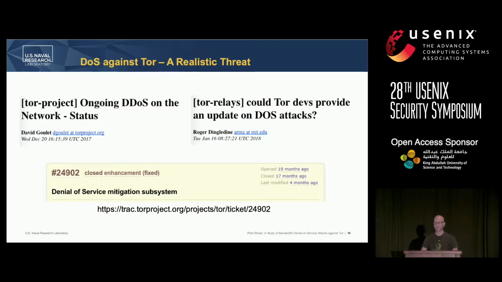So denial of service attacks are not a hypothetical threat. This is a realistic threat. Denial of service attacks have been reported on the live network. In January 2018, there was a report of an ongoing denial of service attack on Tor. This led the developers to develop a denial of service mitigation subsystem that would help mitigate the effects of such an attack. So this is a real threat. These attacks are relatively easy to carry out, as you'll see, and we need to better understand these attacks so we can help develop better defenses against them.